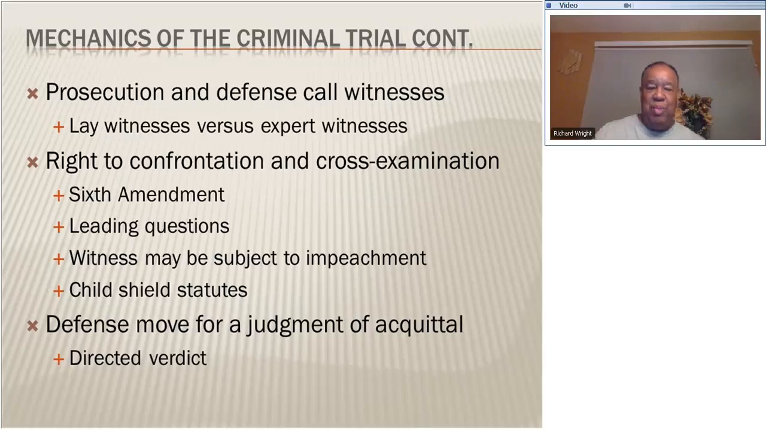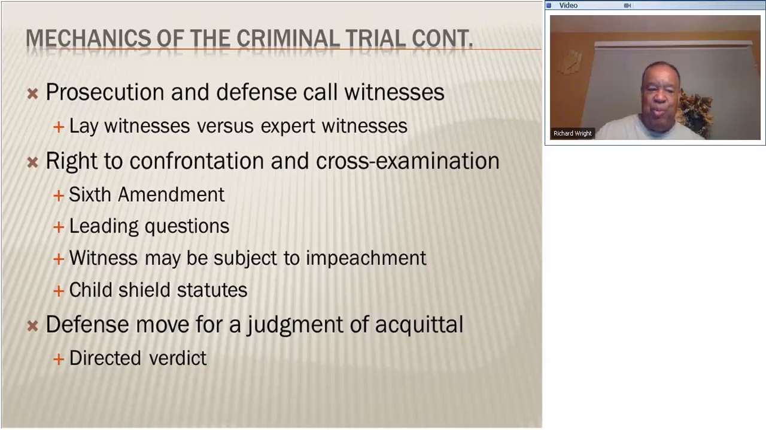A witness may be subject to impeachment, which means they can be caught either in a lie or not having the ability to accurately present the truth, such as eyewitness testimony proving that a person could not have seen, could not have observed, or that they gave the wrong description of the individual. Then there are child shield statutes that do protect children in terms of courts.